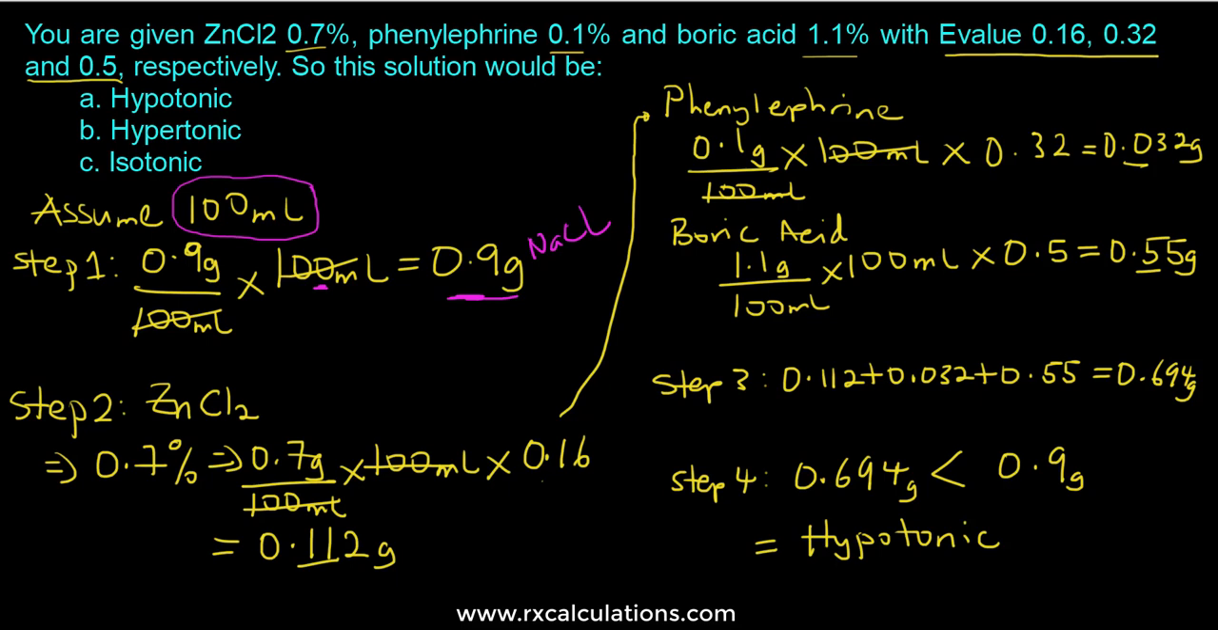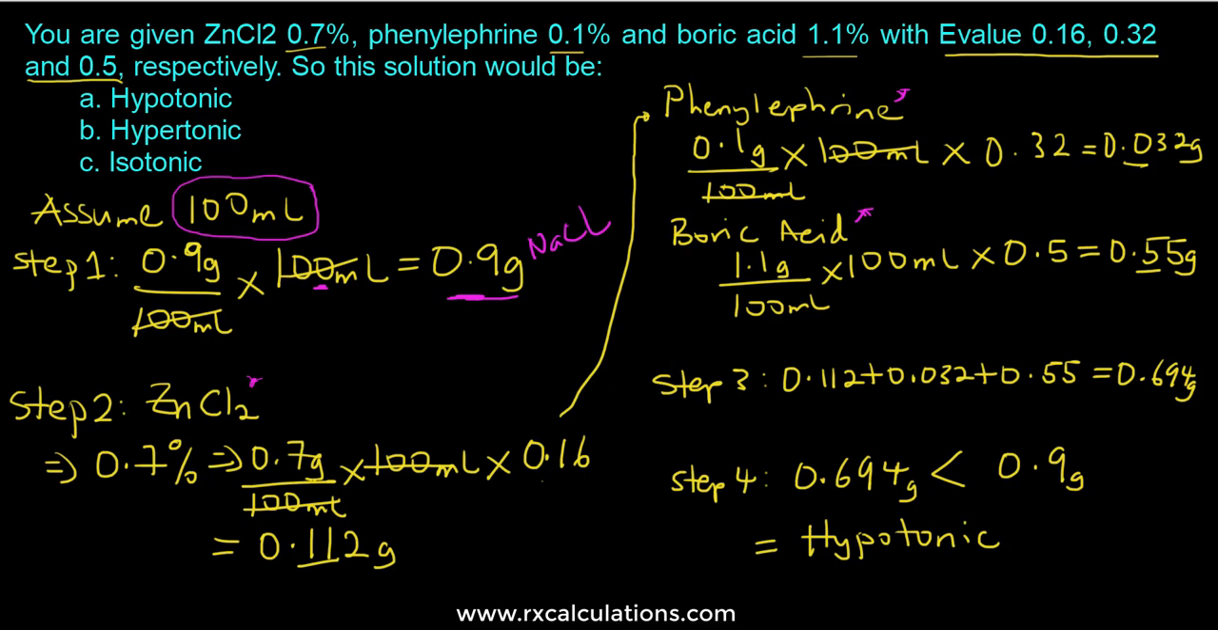The next thing we want to do is, all these ingredients in there, the zinc chloride and the phenylephrine and the boric acid, they all contribute some particles to change the tonicity of your solution. So we want to see what those contributions should be in terms of sodium chloride. And the way you do that is to multiply the weight of the ingredient by the E value. The E value is the equivalent value, but you can think about it as an exchange rate. It's what you would need to do to convert the weight of an ingredient into its corresponding weight in terms of sodium chloride equivalent.